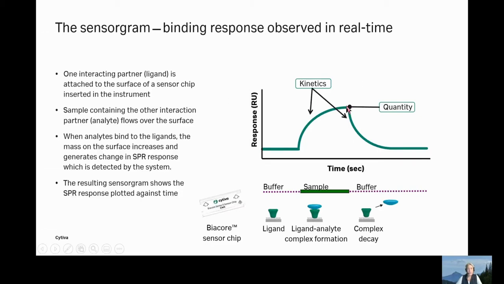Here the system switches back to buffer passing over the surface, and you can then observe how fast the complexes which have been formed decay from the surface.